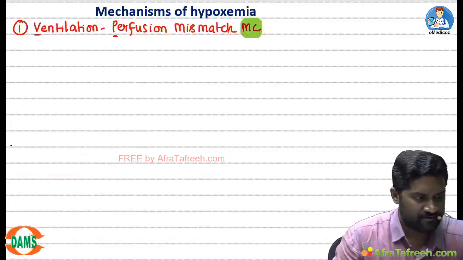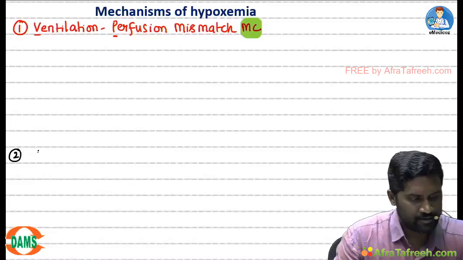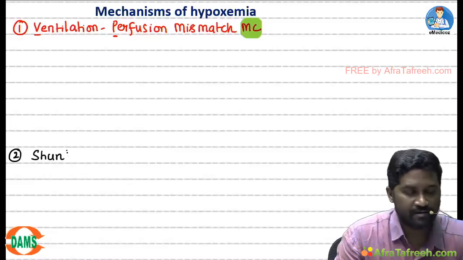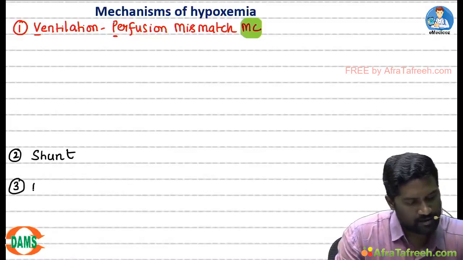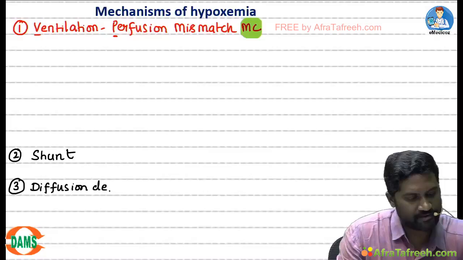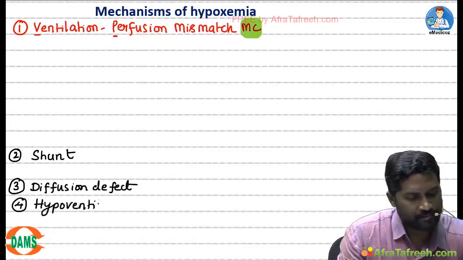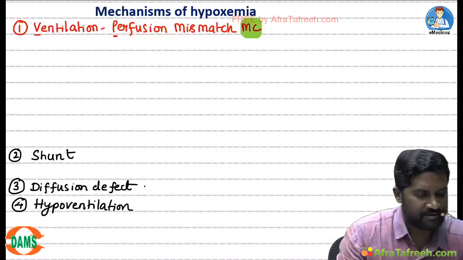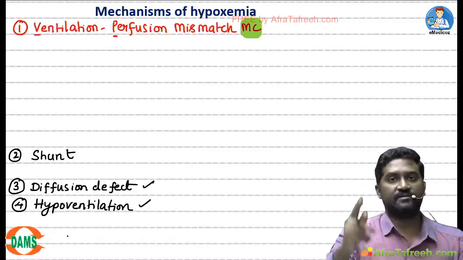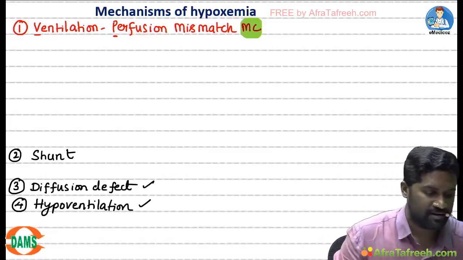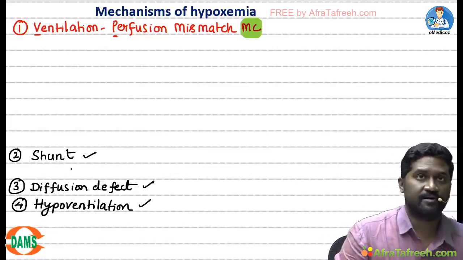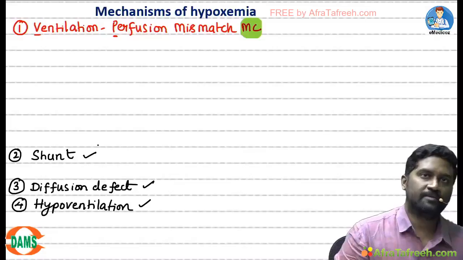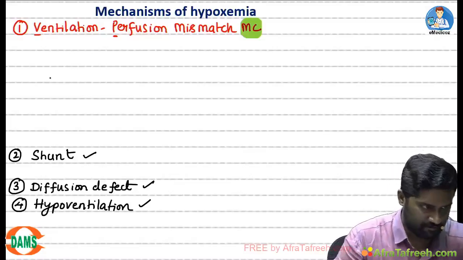The other causes can be a phenomenon called shunt, diffusion defect, or hypoventilation. Diffusion defect and hypoventilation I will discuss in detail in respiratory failure. Shunt we will discuss in the next slide. Now let us see the most common mechanism, that is ventilation perfusion mismatch.